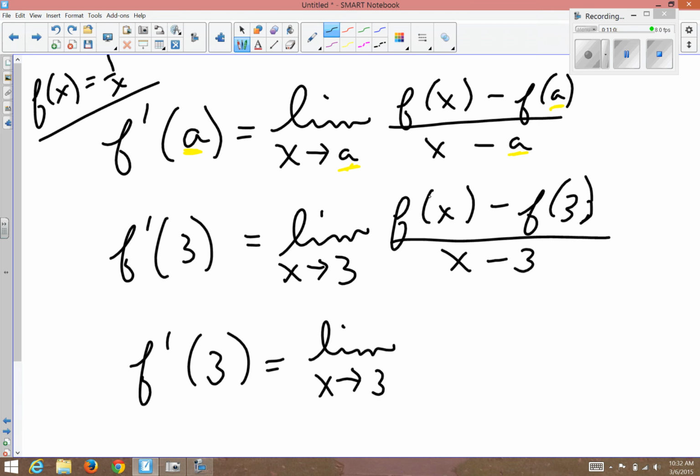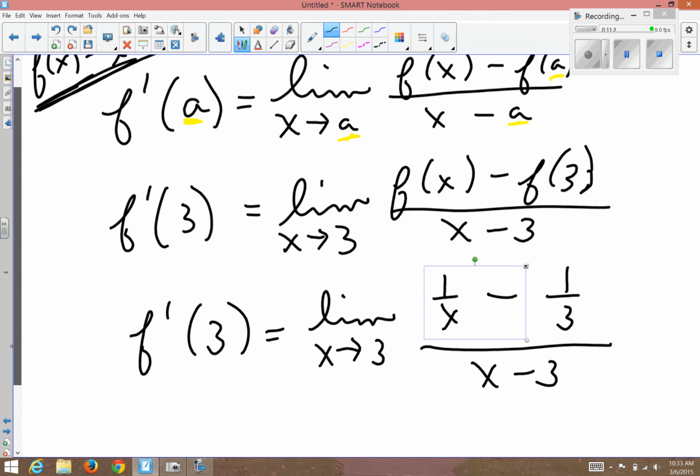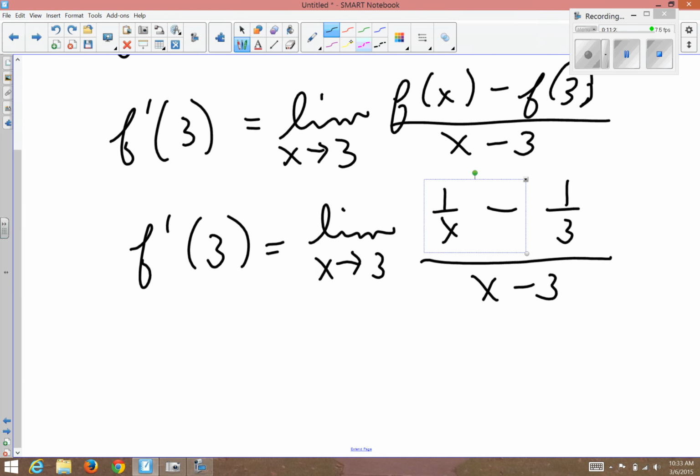So f of x is given, it's 1 over x. Minus, part of the definition, f of 3 means replace x with 3. Look over here, f of 3 is 1 over 3. This time we're going to multiply the numerator and denominator that's above and below this purple line by 3x.